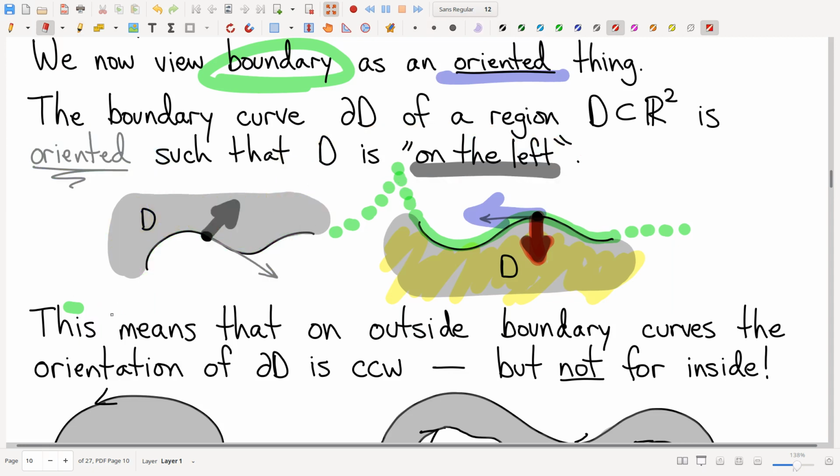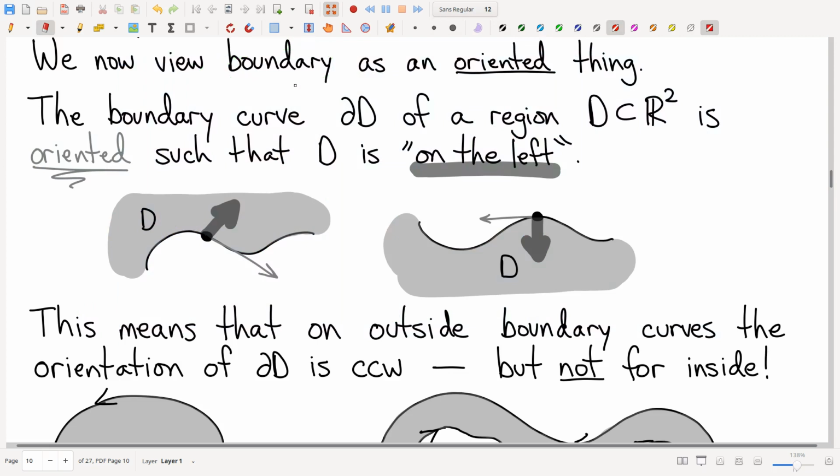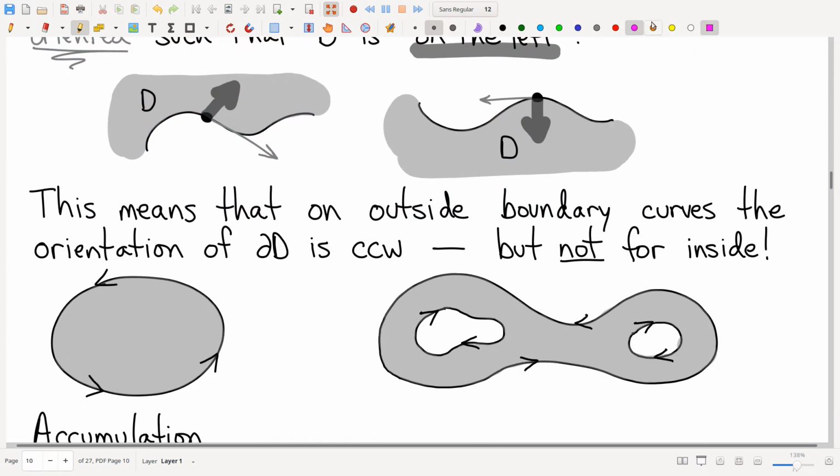Okay, now, good news. Most of the time, there's an even simpler rule for this. Let me just see if I can get all this at once. There we go. Even simpler rule. Notice that if you're talking about an outside boundary curve, like that, and your region being on the inside like that, well, the direction you go to have the region on your left, oh, that's terrible.